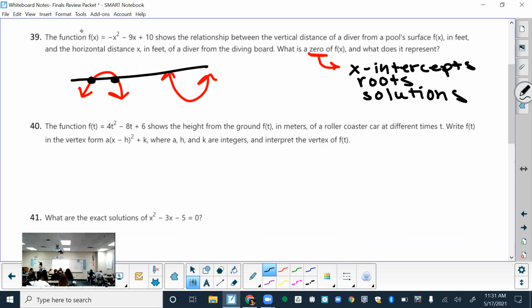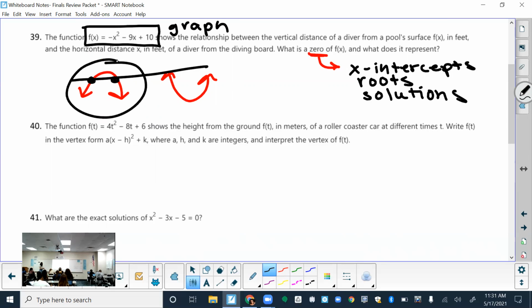So what I would do for this one, and you do have a graphing calculator on your final. I don't really know what it looks like. I think it looks like decimals, I'm not sure. But I would graph this, and then I would look for where this parabola, and it'll be negative, so it'll look more like this one, where it touches the x-axis.